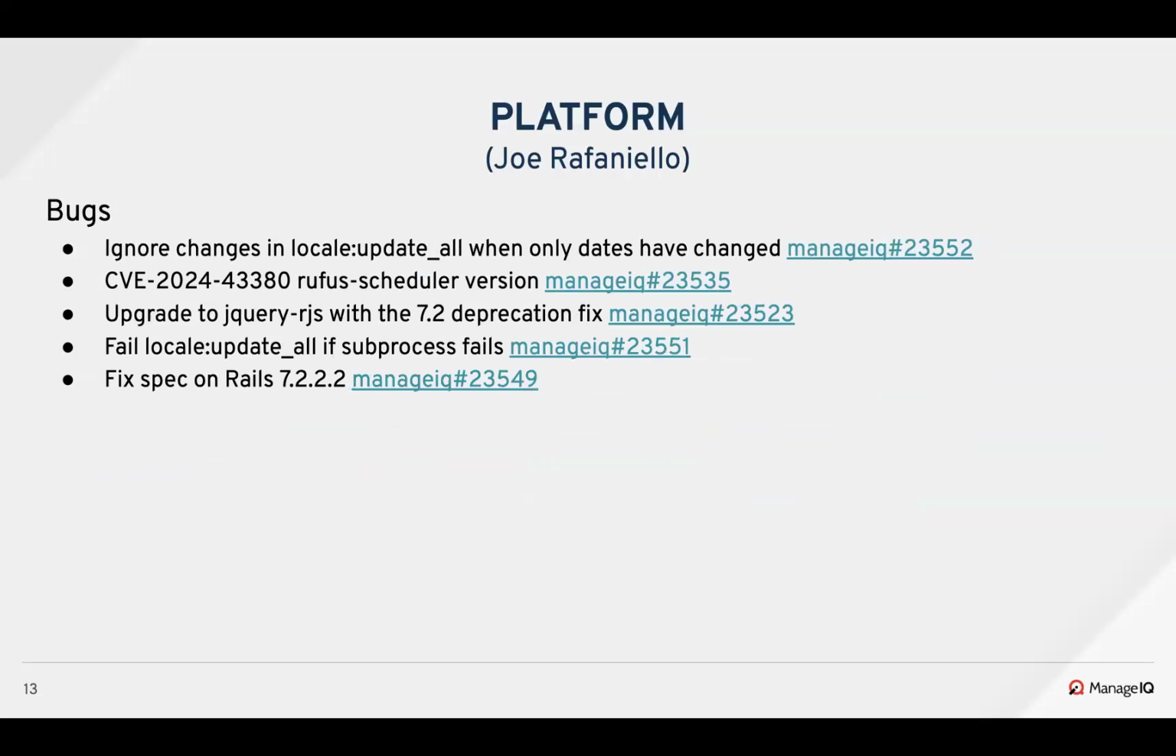For platform bugs this sprint, Jason updated the locale update all translation rake task to now ignore changes where the only changes are in dates. Next, Keenan updated the Rufus scheduler to address the CVE. I upgraded jQuery RJS to fix a Rails 7.2 deprecation. Jason fixed that locale update all rake task to fail properly if a sub-process fails instead of silently continuing on. And Jason fixed the test for Rails 7.2.2.2 by using a regex instead of relying on a previous Rails version's string quoting behavior.